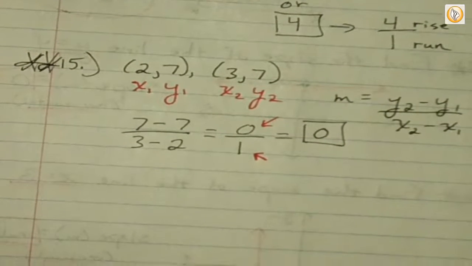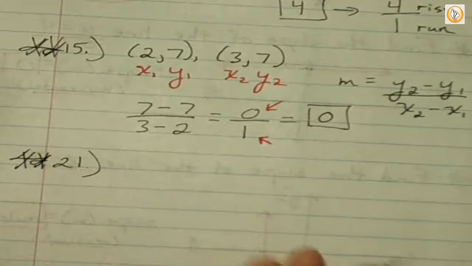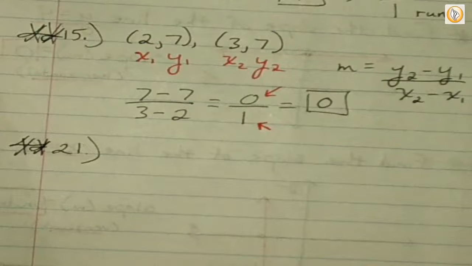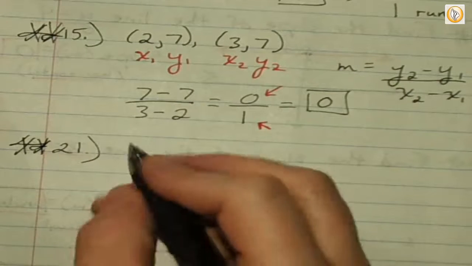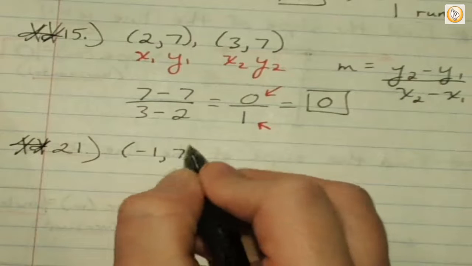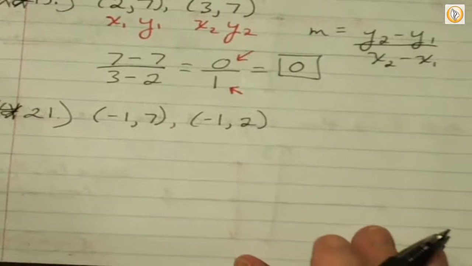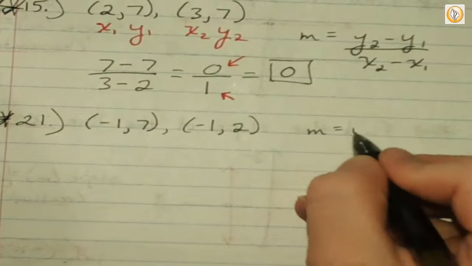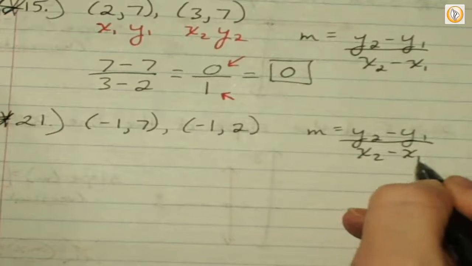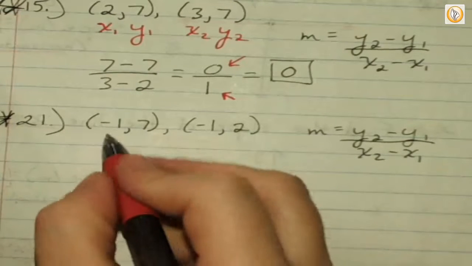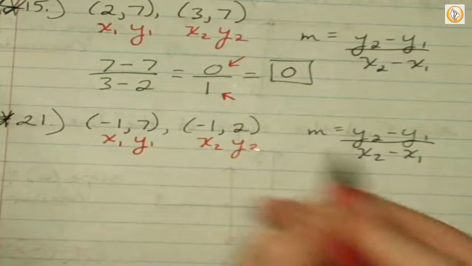All right. Let's look at 21. I'm going to put 2 stars. This is the same thing we've been doing. Find the slope of the line passing through the given points. For 21, I have -1 and 7, -1 and 2. Again, I have my formula. I'm going to go ahead and put x1, y1, x2, and y2 underneath.